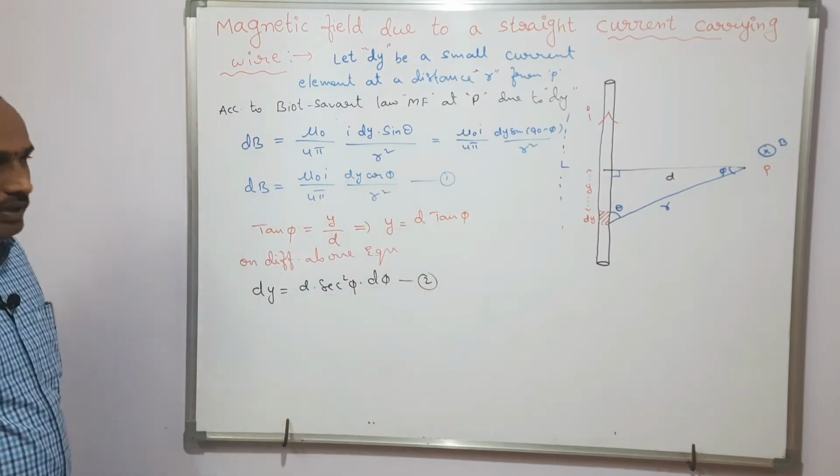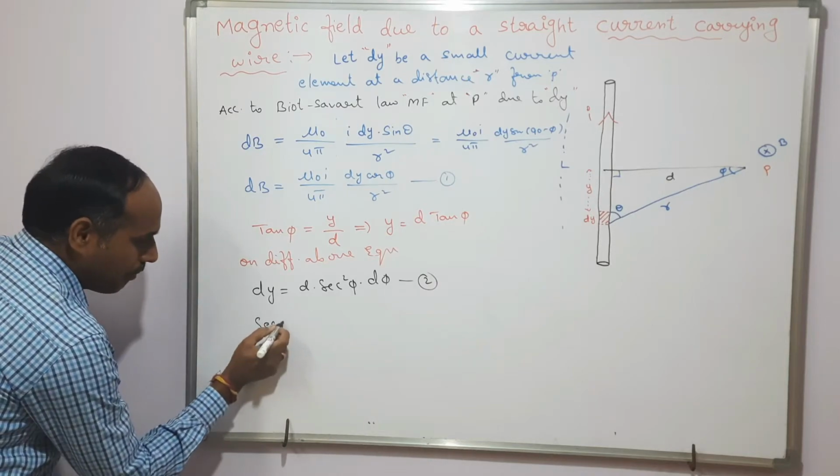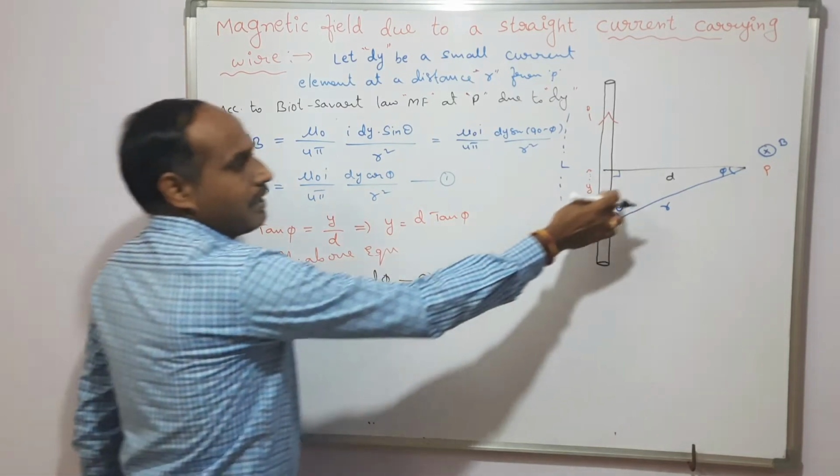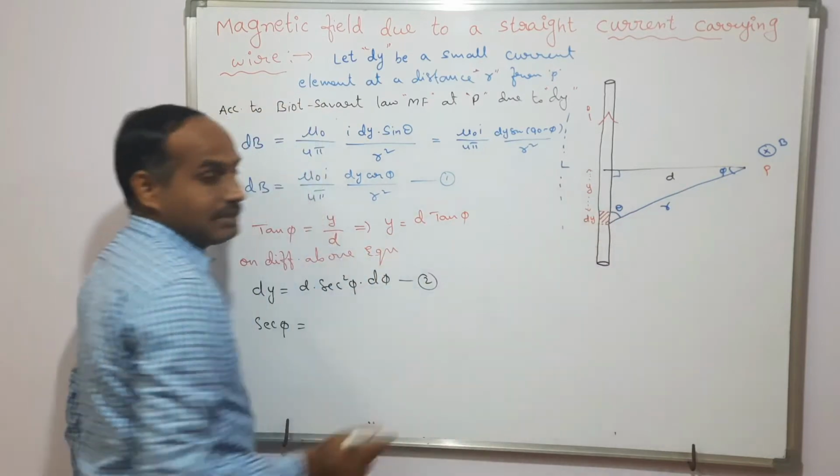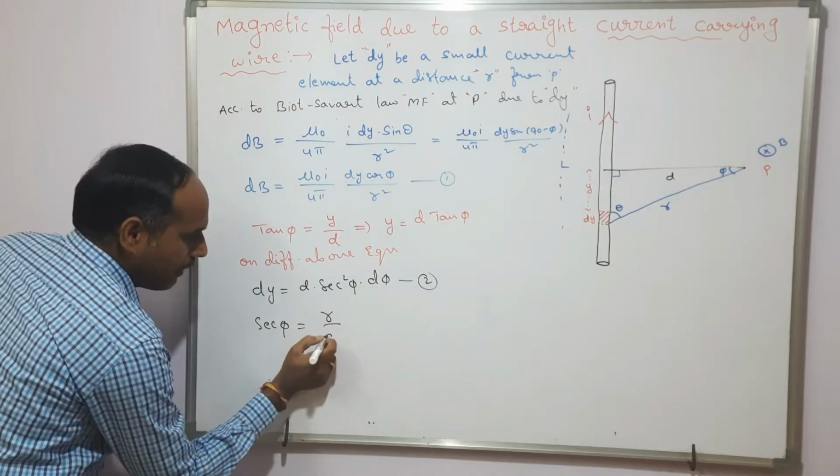Again from the same figure, secant phi is the hypotenuse by the adjacent side, so you will get r by d.